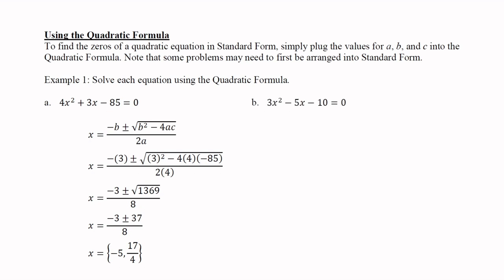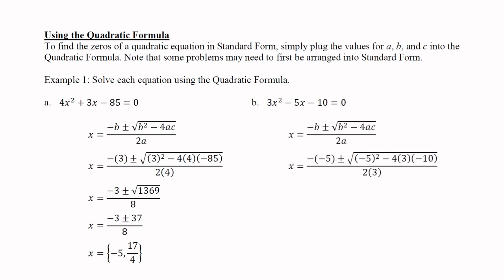For this example, we identify our A, B, and C, plug them into the quadratic formula, and then simplify, starting with the square root, which gives us the square root of 145. The minus a negative 5 gives us positive 5 out in the front. 2 times 3 in the denominator gives us 6.